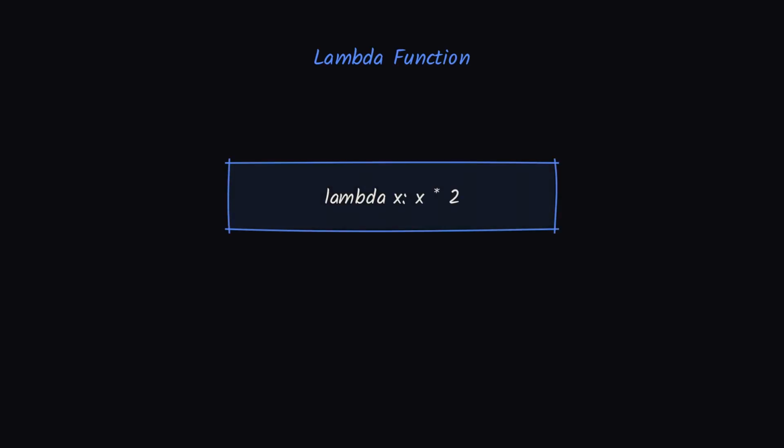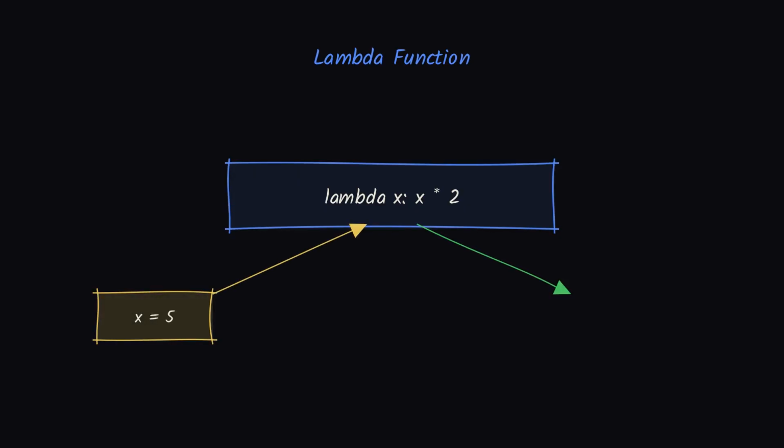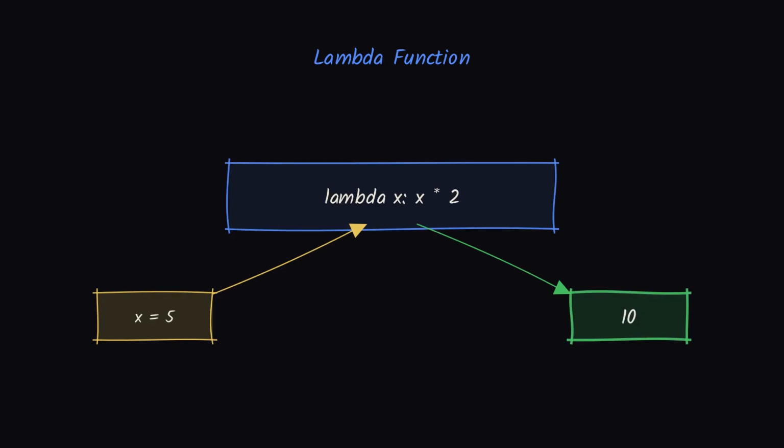It starts with the keyword Lambda, then the parameter x, then a colon to close the header. Now we feed it a value. The number 5 arrives as x, and the expression x times 2 hands back 10. Notice we never wrote the word return. With a Lambda, returning the expression is automatic.